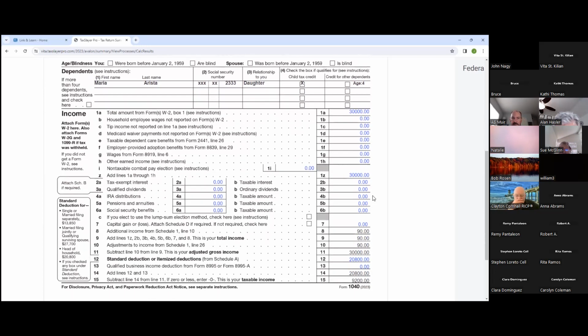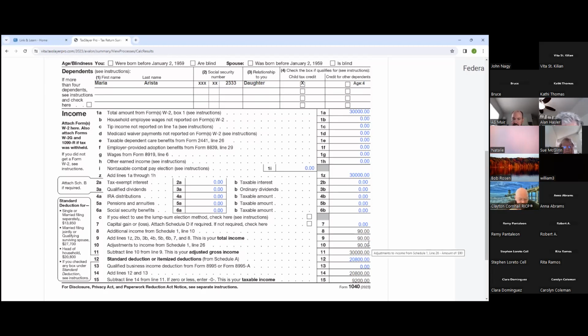This is going to be a little bit different. If you haven't looked at the 2023 return, there are more lines that have been added. So here we have her wages of $30K. And then we have our $90 of jury duty pay. And then her total income should show $30,090, but it doesn't.